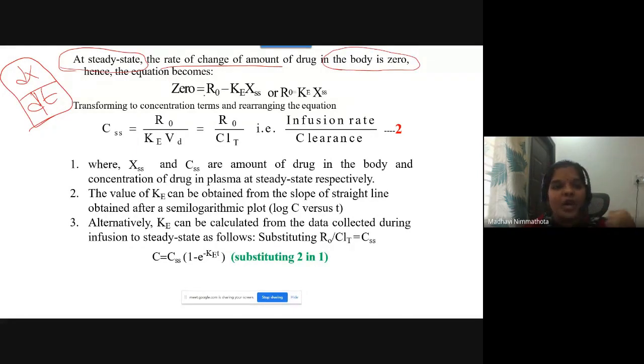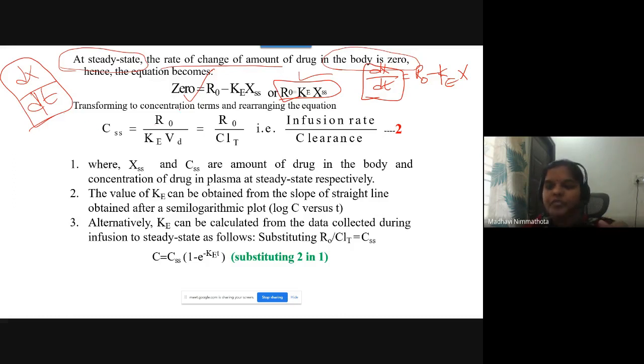So then your equation becomes, do you remember the first equation? What is it? dX by dt is equal to R0 minus Ke X. This is our basic equation. So here your dX by dt becomes 0 at the steady state. So your equation is 0 is equal to R0 minus Ke into XSS, or you can write R0 is equal to Ke into XSS. You can write this also or this also. Both are the same equations. At the steady state, the rate of change of amount of the drug will be 0.